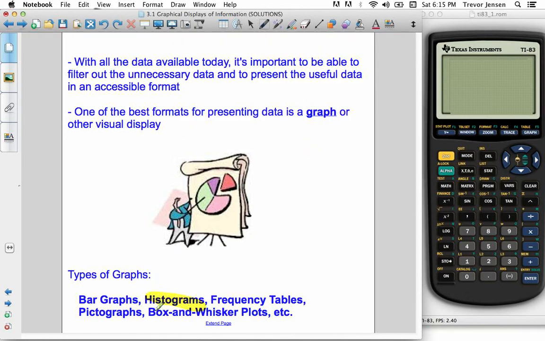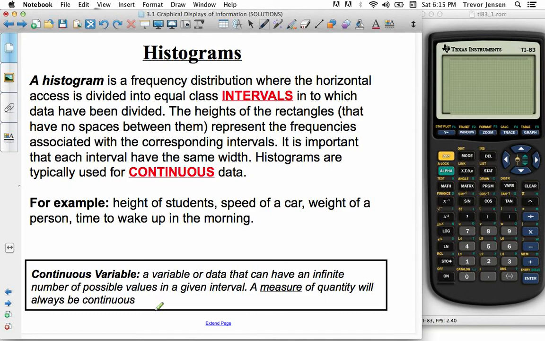Okay, so before I teach you how to effectively make a histogram to display your data, you need to understand what a histogram is and when to choose to use a histogram over other types of graphical representations of data, such as bar graphs. So first of all, what is a histogram? A histogram is a frequency distribution where the horizontal axis is divided into equal class intervals. So that's an important point there.